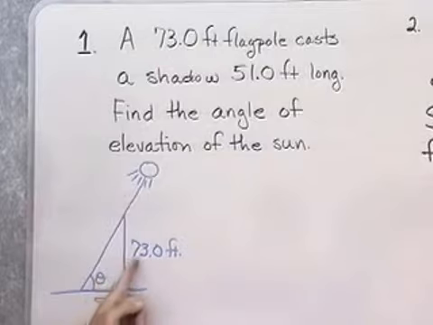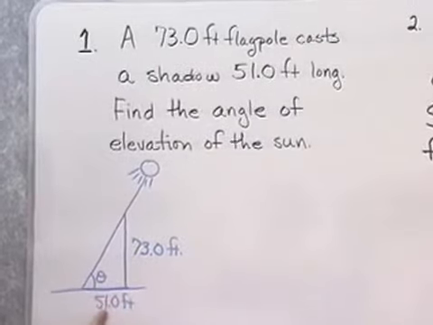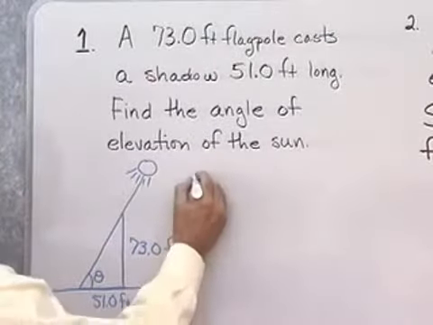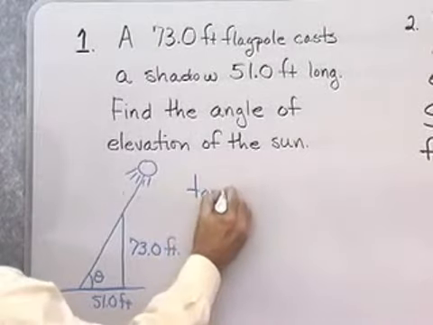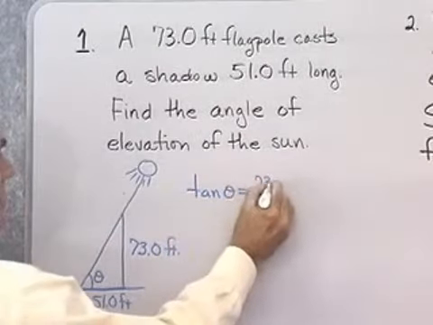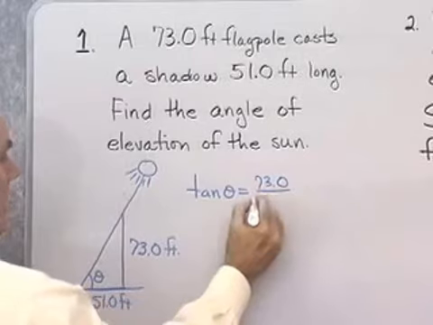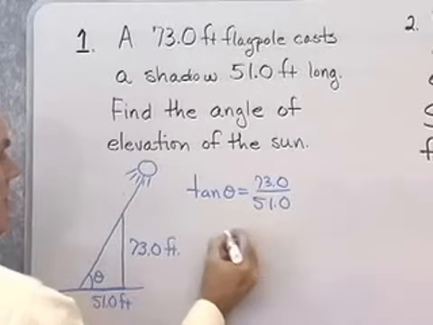So the trigonometric function that relates this angle theta, this side and this side, is the tangent function, because the tangent of theta is the opposite divided by the adjacent. So I'm going to write this relationship this way. The tangent of theta is 73.0 divided by 51.0.